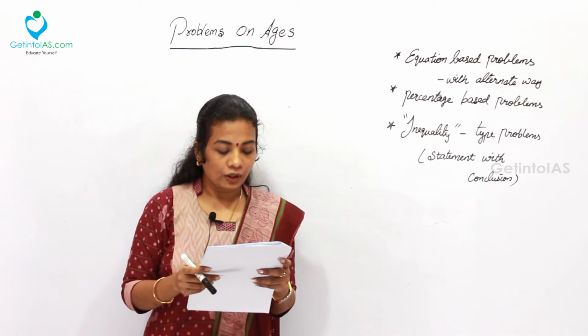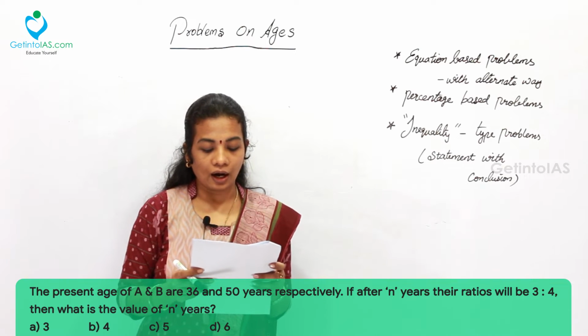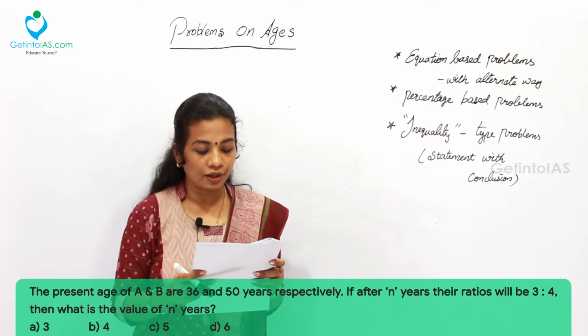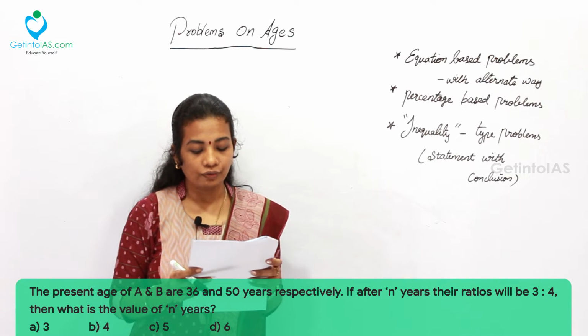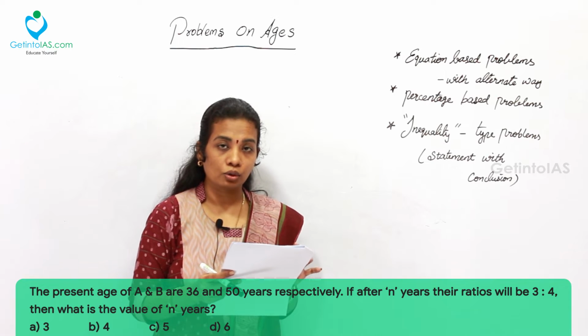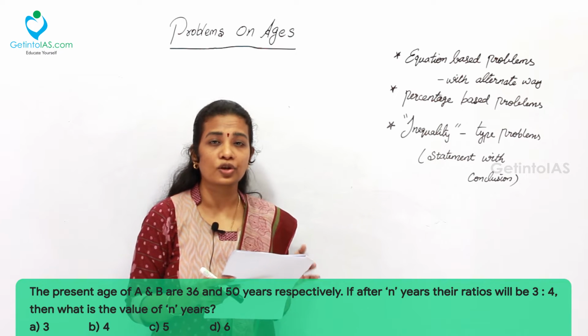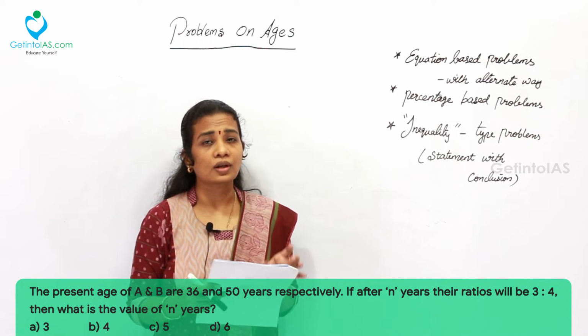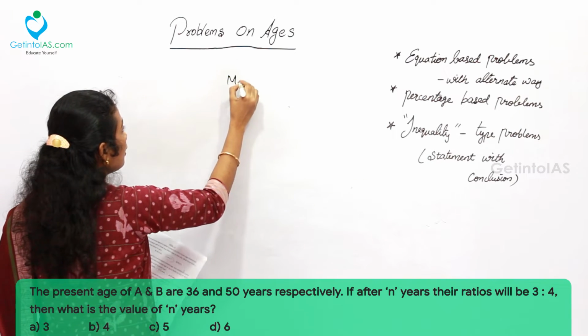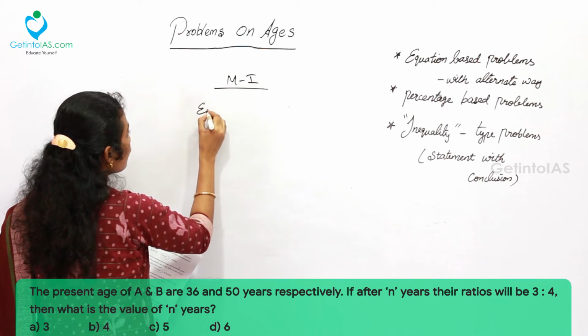The next question: the present ages of A and B are 36 and 50 years respectively. If after n years their ratio will be 3:4, then what is the value of n years? Again, this question can be solved in two ways. One is the equation based method and another one is the option based technique. Let's try Method 1, equation based.